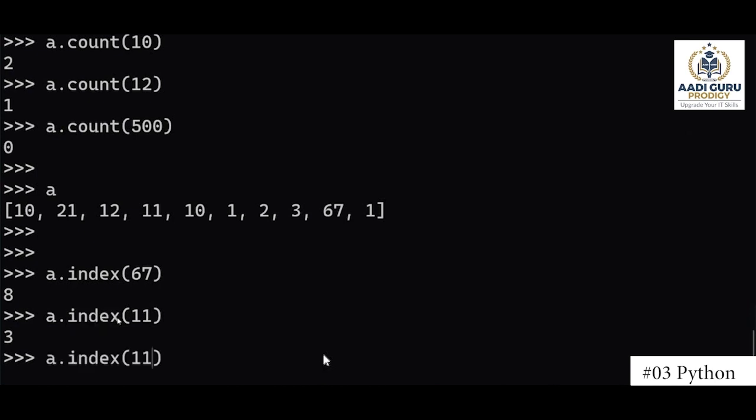Okay, let's say you don't have any questions, but I have one question here. If I ask a dot index of 10, then what will happen? There are 2 10s, right? Then it will give us which index number?